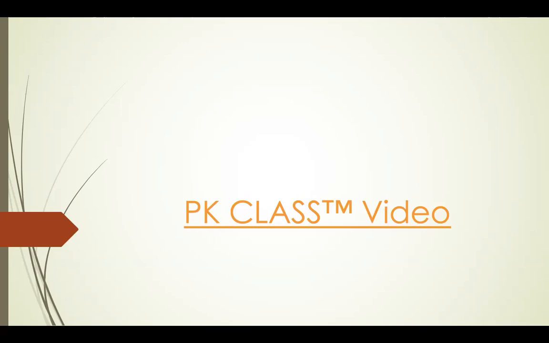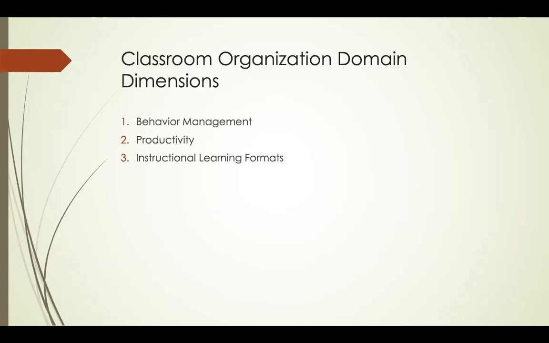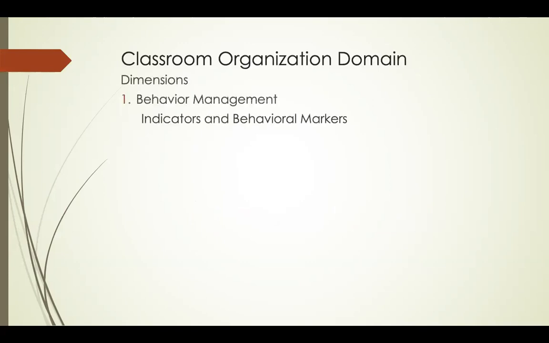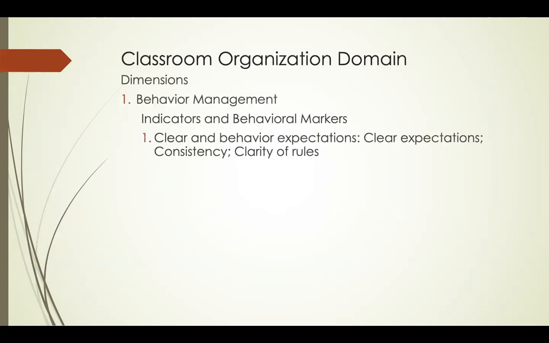So now let's move on to the second domain, which is the classroom organization domain. And here are the dimensions that are underneath that. The first one we'll start with is behavior management. So what do we want to see here? So the CLASS tool is measuring that there are clear expectations, that nothing is a surprise. The rules are very clear and they are consistent, which is a key piece.